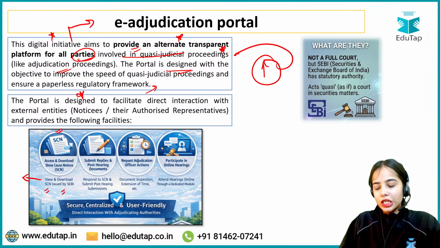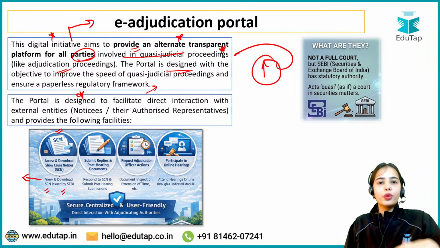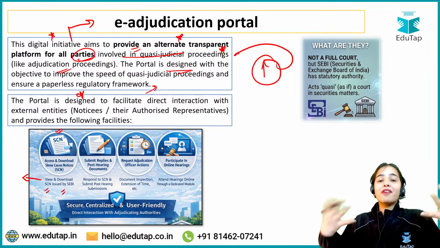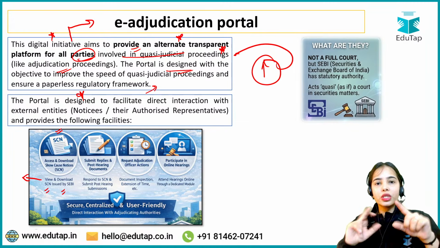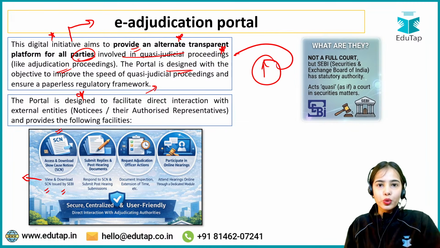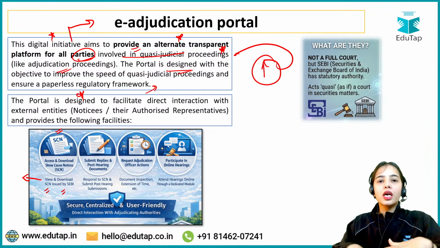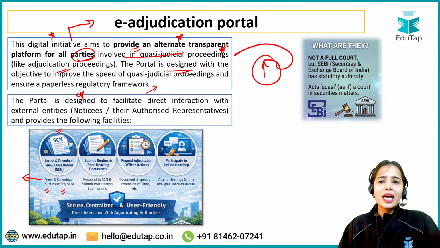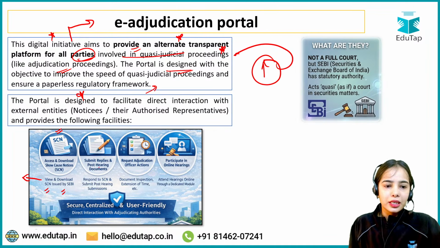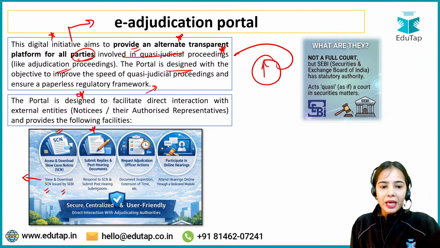SEBI has first issued the show cause notice saying, okay, you have done this violation, or we have come to notice that you have done the violation. So this is the show cause notice. Now you have to show the cause: why you have done the violation, or is the violation actually correct, or you have to provide the evidence that the violation actually has not happened, or it is just a technical glitch. Then you will have to submit the reply. So respond to the show cause notice and submit the post hearing submissions.